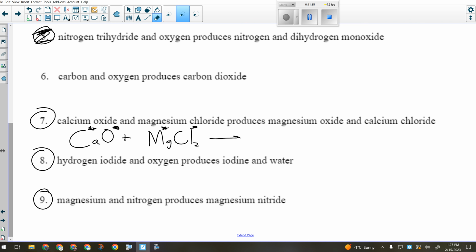They react and they produce magnesium oxide. +2, -2, so that one's good the way it's written. And calcium chloride, CaCl, that's a 2+, that's a 1-. So when we drop and swap, we should end up with that. What kind of reaction are we looking at there? Double replacement reaction, yep. It looks like it's already balanced. I think we're good there.